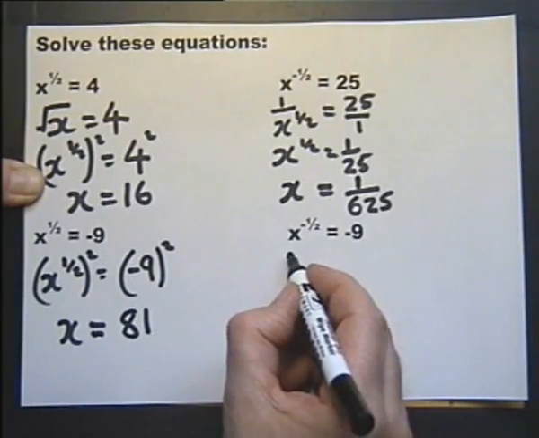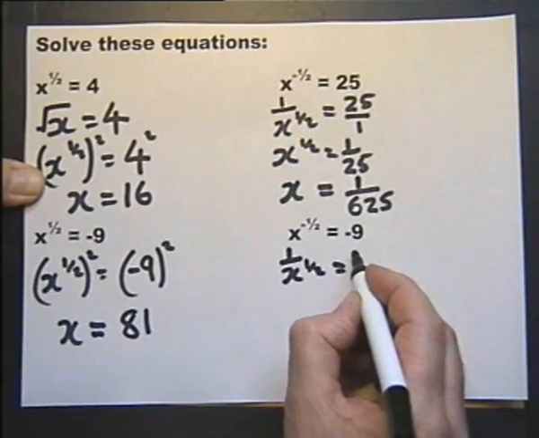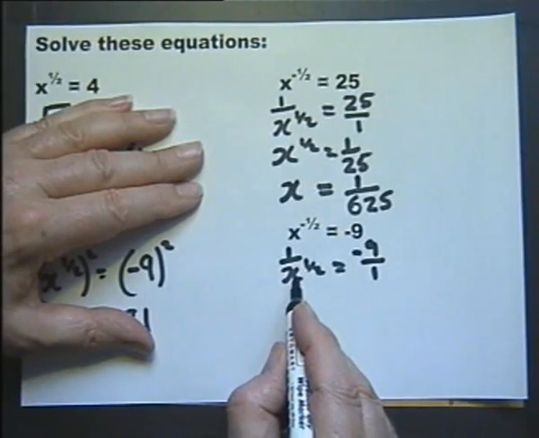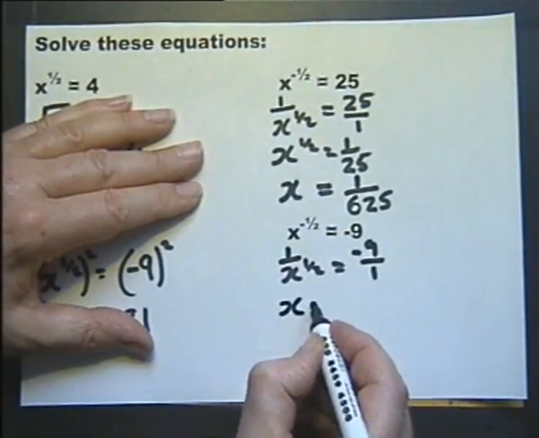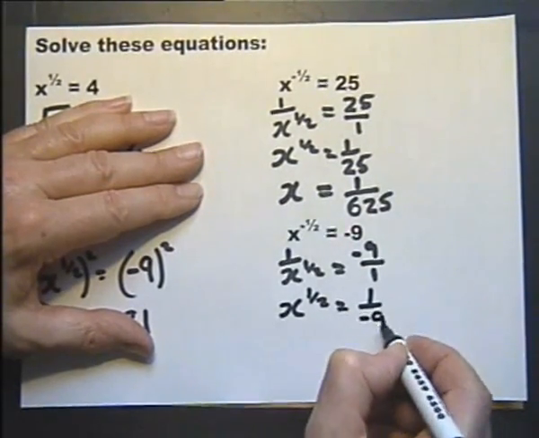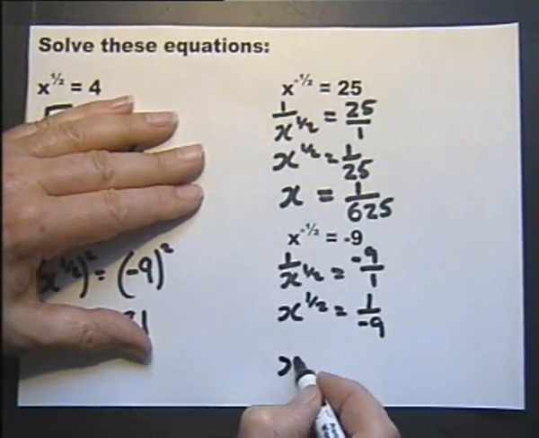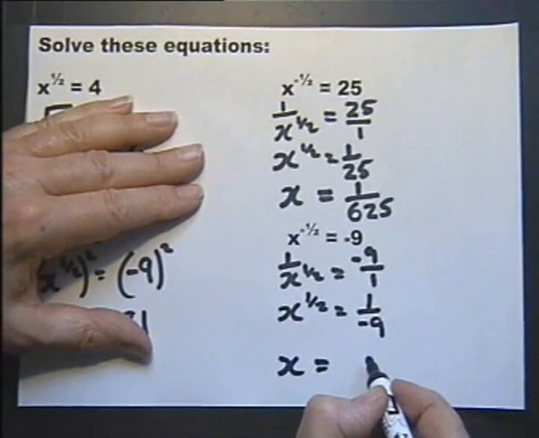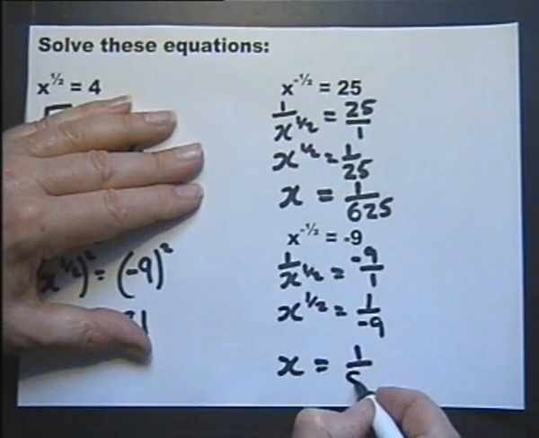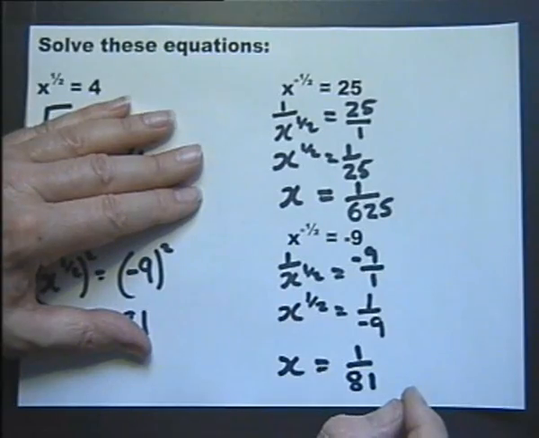X to the power minus half is 1 over x to the power half. In other words, 1 over the square root of x. And that equals minus 9. Let's write that over 1, so it looks like a fraction, the same as this side is. And then turn both sides upside down. So we get the square root of x equals 1 over minus 9. Square both sides, because if you square a square root, you get x. So here I've got to square this side, so I'll get 9 9s are 81. Minus 9 times minus 9 is plus 81. So x equals 1 over 81.